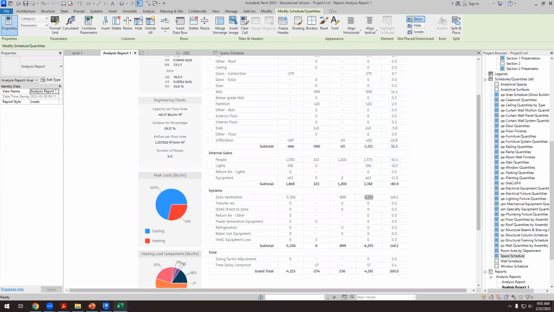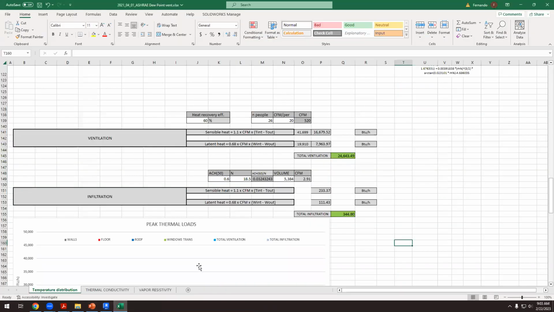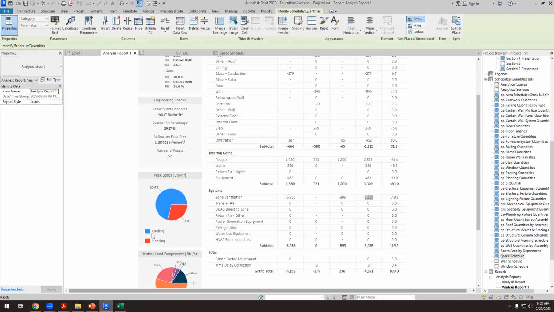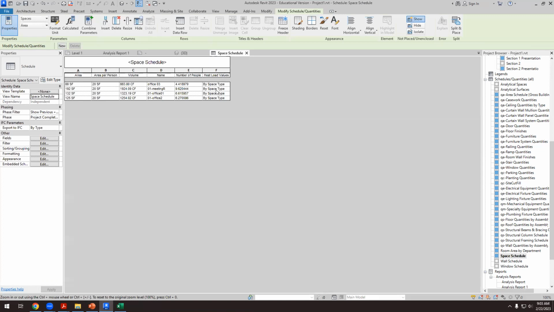Okay. According to the Excel file, what do we have here? We have 24,600. Okay, so it's almost the same. So what does it mean? We have 26 people, and we do have 26 people. If we go to the space schedule, we have 4, 14, 18. Okay, so we do have 26 people.